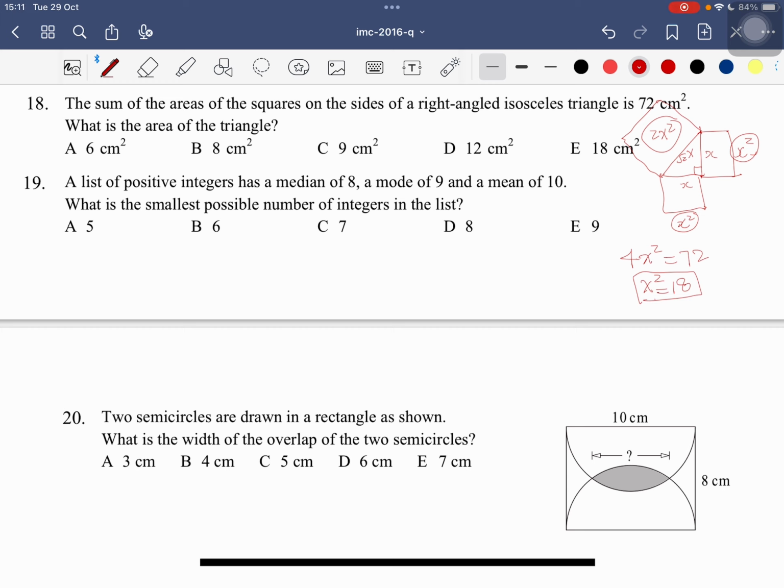So what is the area of the triangle? So the triangle area is half of x squared. Therefore, it's 9.